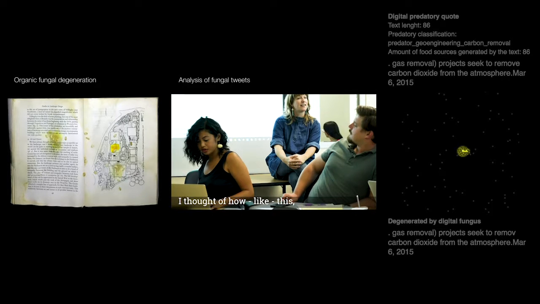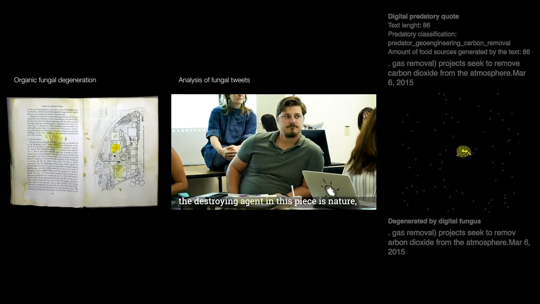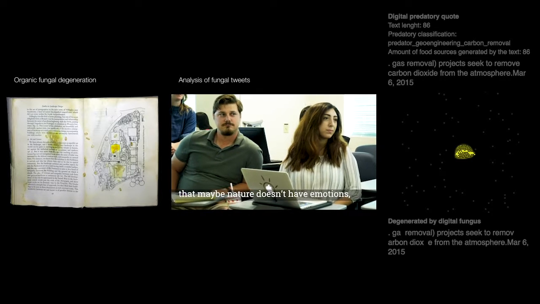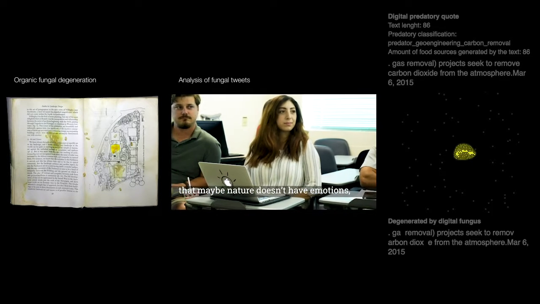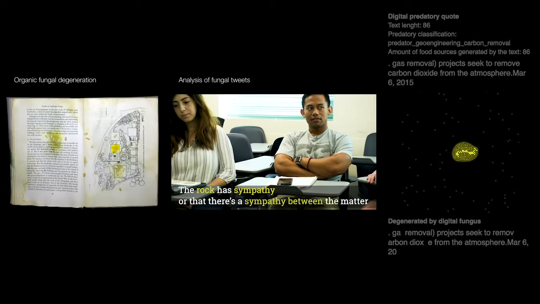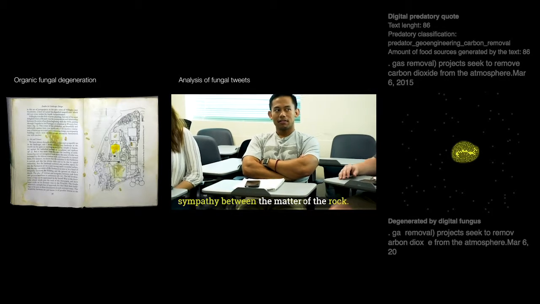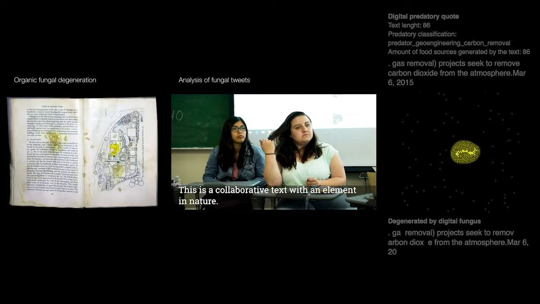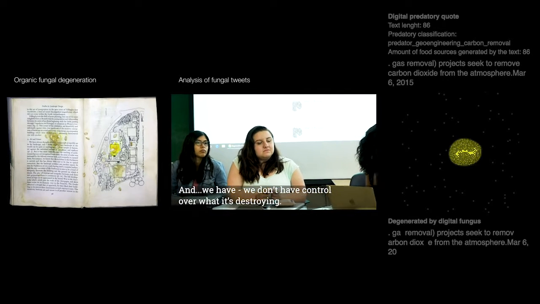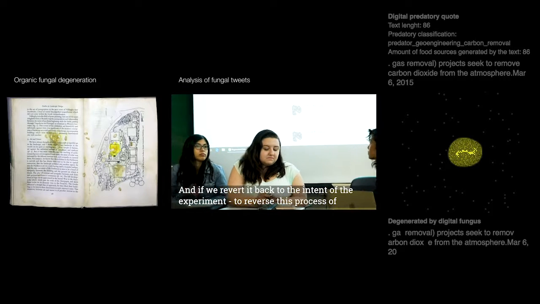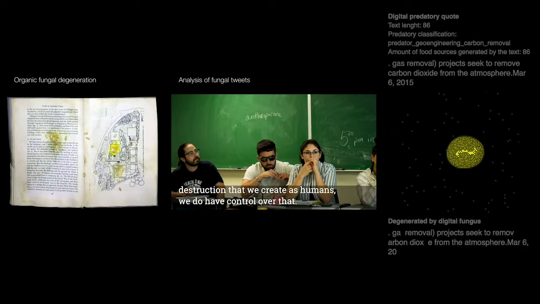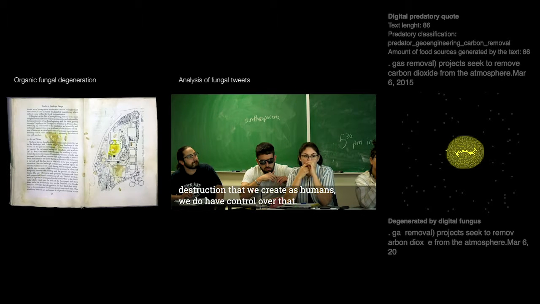I thought of how the destroying agent in this piece is nature, and we could say that maybe nature doesn't have emotions, but the text itself is asserting maybe that the rock has sympathy, or that there's a sympathy between the matter of the rock. This is a collaborative text with an element of nature, and we don't have control over what it's destroying, you know? And if we revert it back to the intent of the experiment to reverse this process of destruction that we create as humans, we do have control over that.